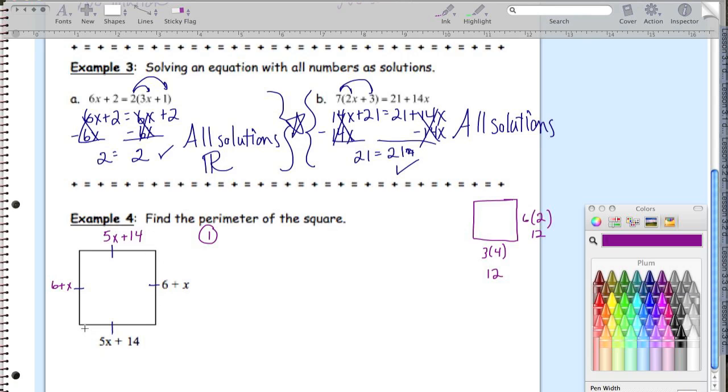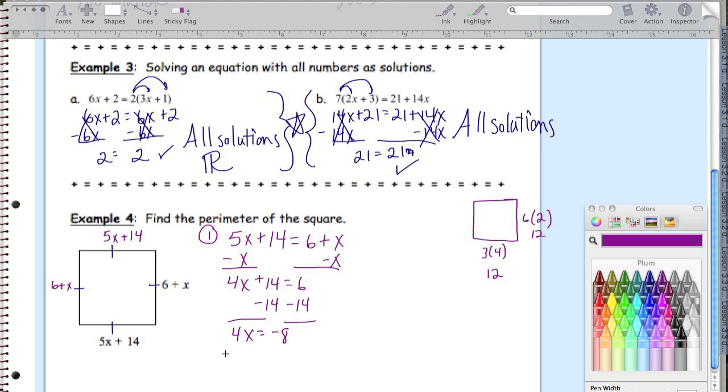We know that a square has all the same sides. So like we said before, 5x plus 14 is going to equal 6 plus x. So let's go with that. 5x plus 14 equals 6 plus x. Now if I solve this, that's going to tell me what x is. So I'm going to go ahead and subtract. We get 4x plus 14 equals 6. Subtract 14 on both sides. I get 4x is equal to negative 8. Divide by 4, divide by 4. X equals negative 2. So now I know what x is.